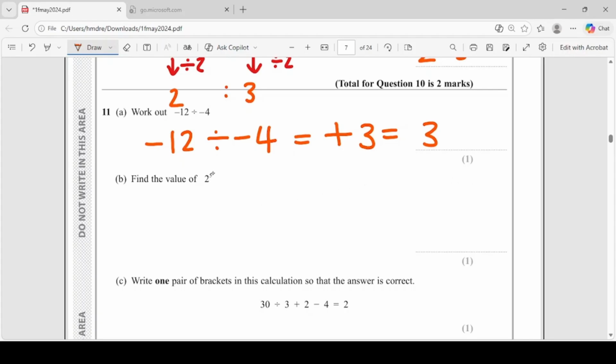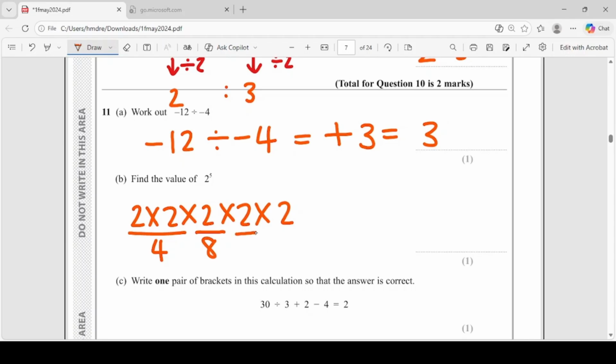Find the value of 2 to the 5. So they're checking that you know what to do with that. So that means that 2 to the 5 means 2 times 2 times 2 times 2 times 2. So 5 2's: 1, 2, 3, 4, 5. Okay, so this is going to be 4. If we times it by 2 again, it's going to be 8. Times it by 2 again will be 16. Times by 2 again, it's going to be 32.